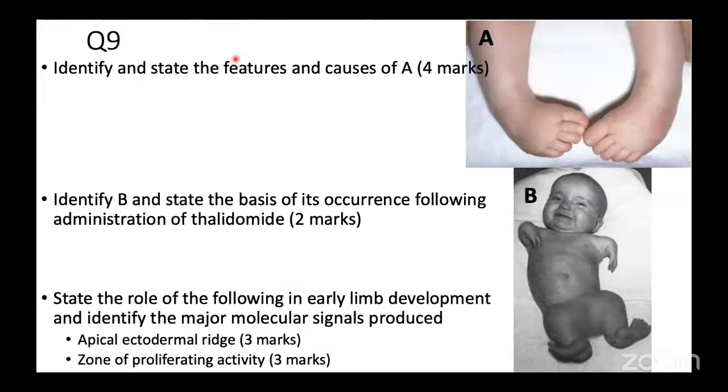All right, question 9. Identify and state the features of A and causes of A. Part B, identify B and state the basis of its occurrence if you give thalidomide. And then part C, the role of the following in early limb development, the apical ectodermal ridge and the zone of proliferating activity. So this question has to do with formation of the limbs. All right, I'll give you a minute to answer.